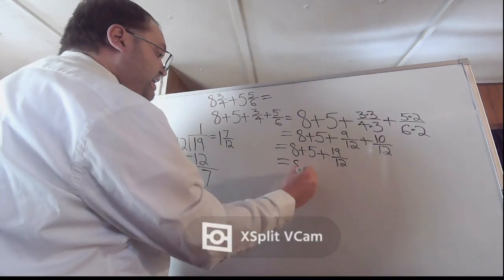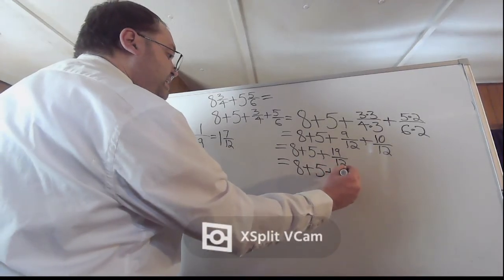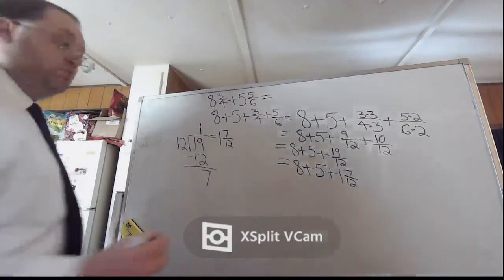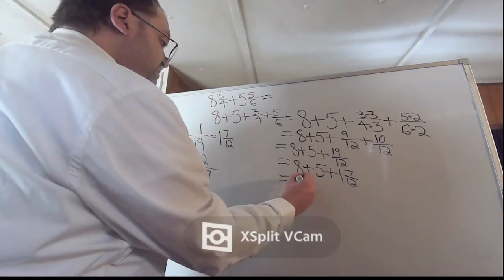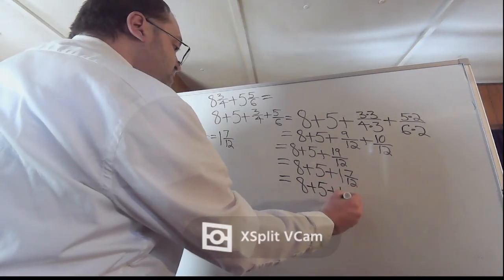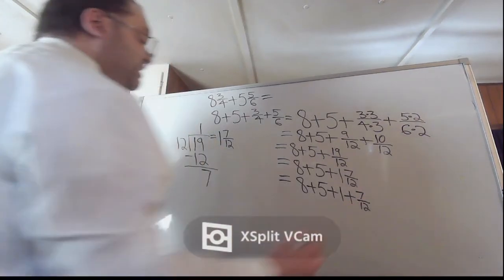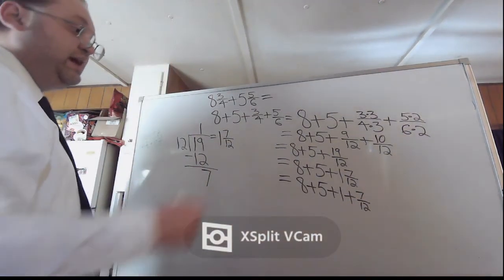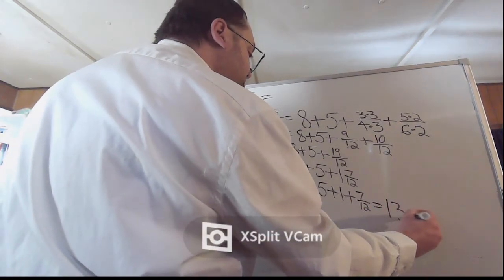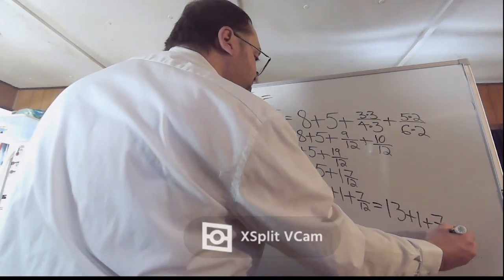So now you'll add 8 plus 5 plus 1 and 7/12. Which, again, we separate the whole numbers and the fractions. You'll have 8 plus 5 plus 1 plus 7/12. Now it's a matter of simple addition. 8 plus 5 is 13. So you'll have 13 plus 1 plus 7/12.